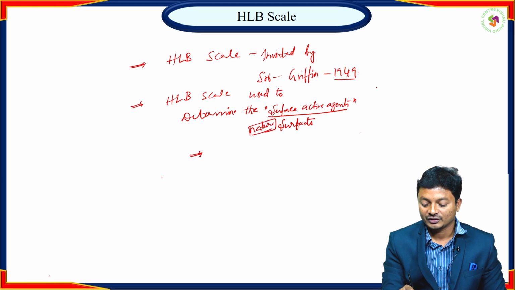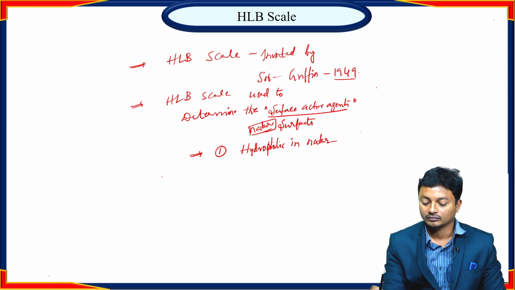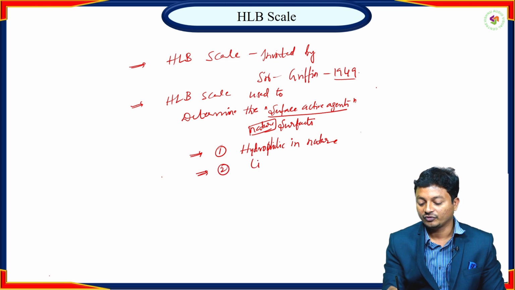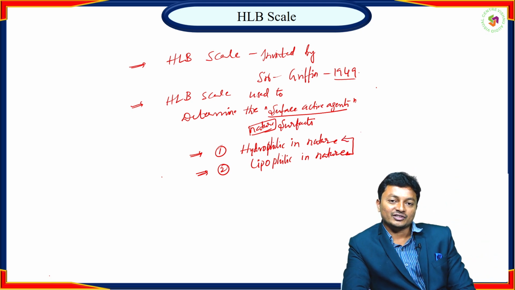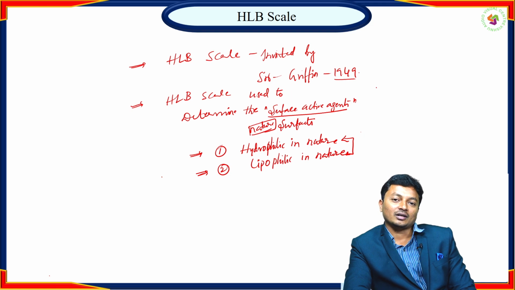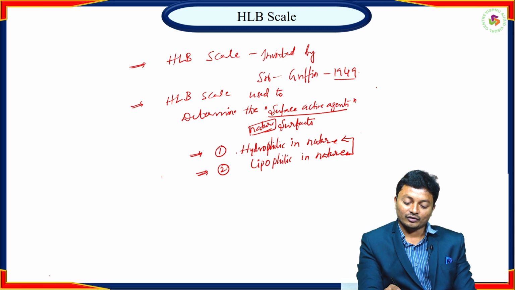The nature of the surfactants will be of two types: hydrophilic in nature, and the second one is lipophilic in nature. So generally, by using this HLB scale, we can know whether the surfactant is hydrophilic in nature or lipophilic in nature. This is completely based on the nature itself.